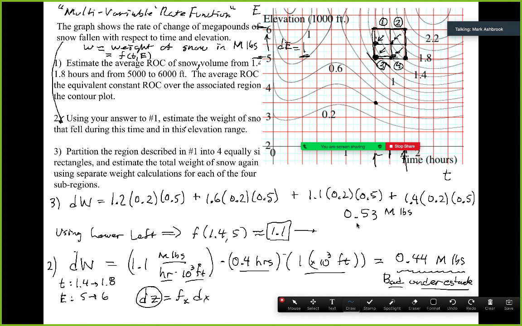Now what about this? Is this an overestimate or an underestimate? An underestimate. Still an underestimate, because in each subregion we have the same thing we had before. The lowest rate is in the lower left corner, so you still have a higher rate through each subregion. So we did better than this, but it's still an underestimate.